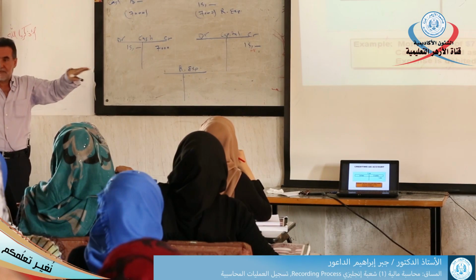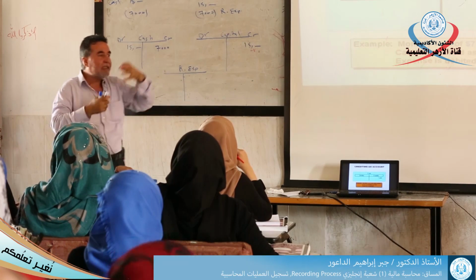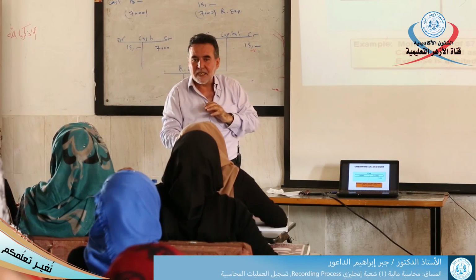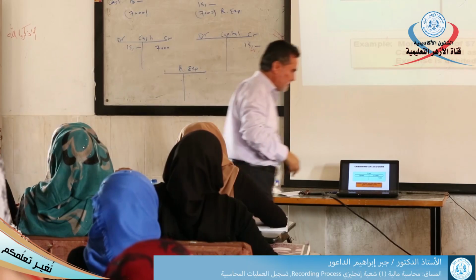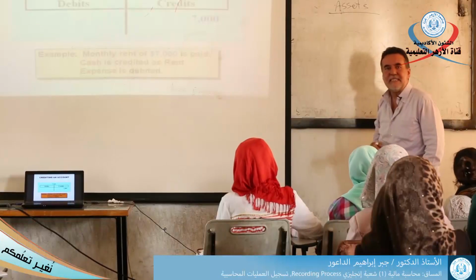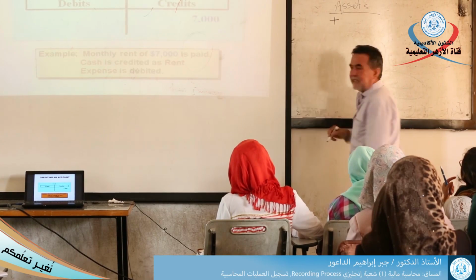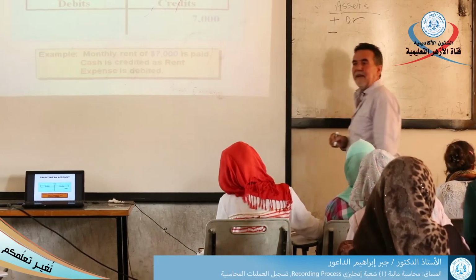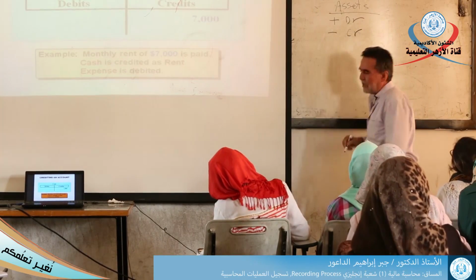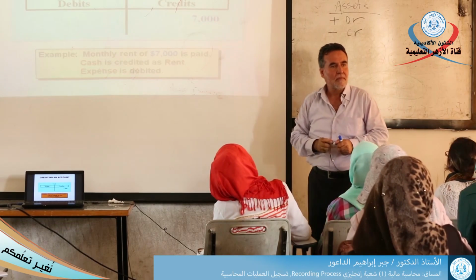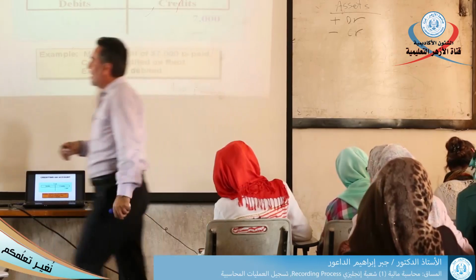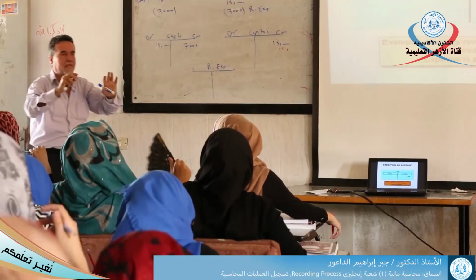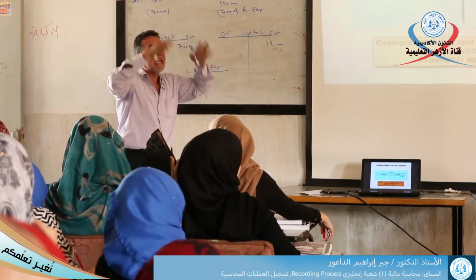All the assets accounts: if the assets accounts increased, it will be debit. Decreased, it will be credit. Assets increased, DR. Decreased, CR. I said any item has its own account. Any item has its special account.